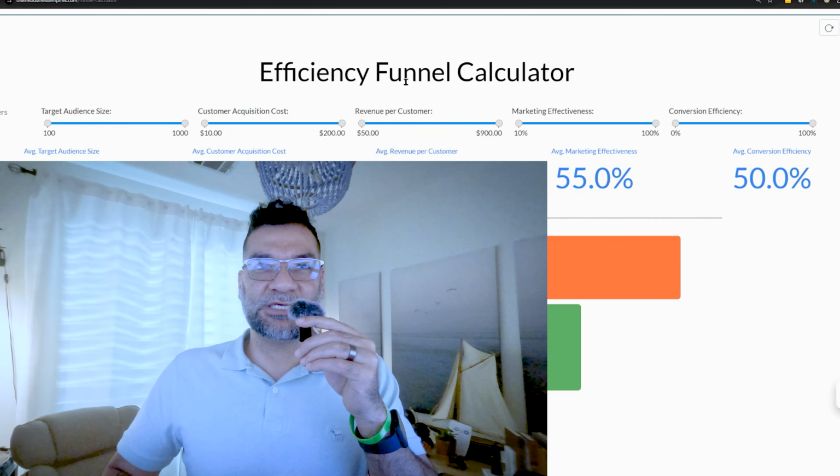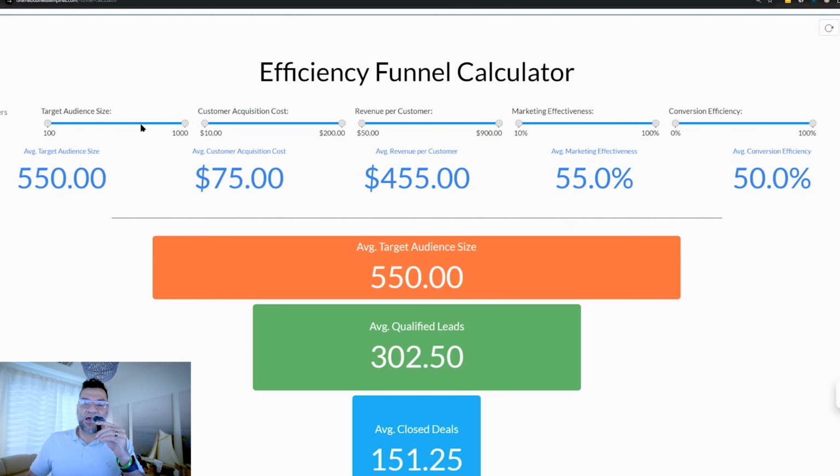Within the efficiency funnel calculator, I have 5 filters up here. On top, we want to start with the target audience size, and then we have customer acquisition cost, revenue per customer, and then the 2 most important filters, marketing effectiveness and conversion efficiency. So let's take a look at the target audience.